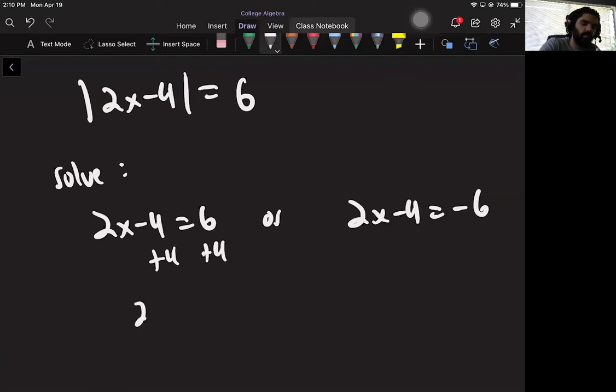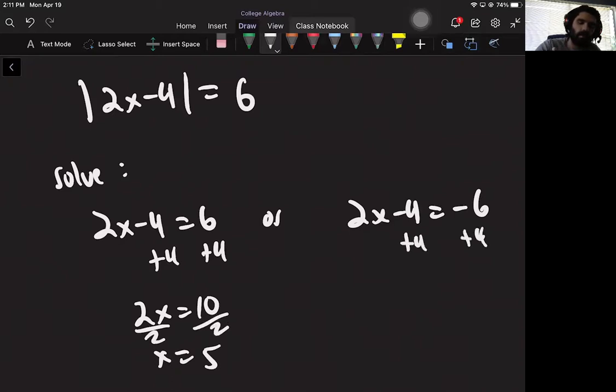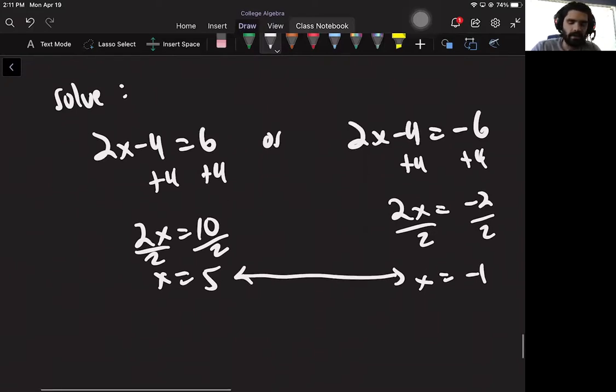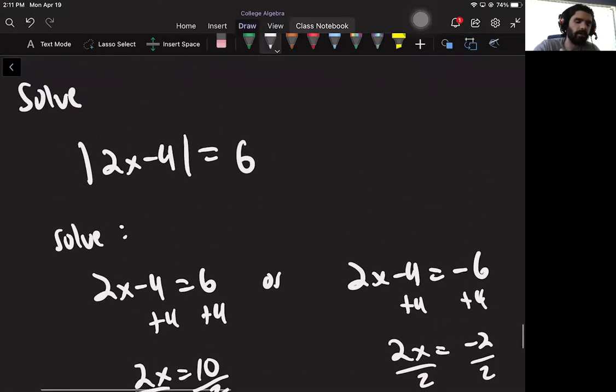So add 4 on this side, divide by 2 to get 5 there. And on this side, this will give me -2, and then I'll divide by 2 to get x equals -1. Oh, these are the same numbers. Whoops, it didn't have to be the same as last time. Okay, so these are the two answers to this equation.